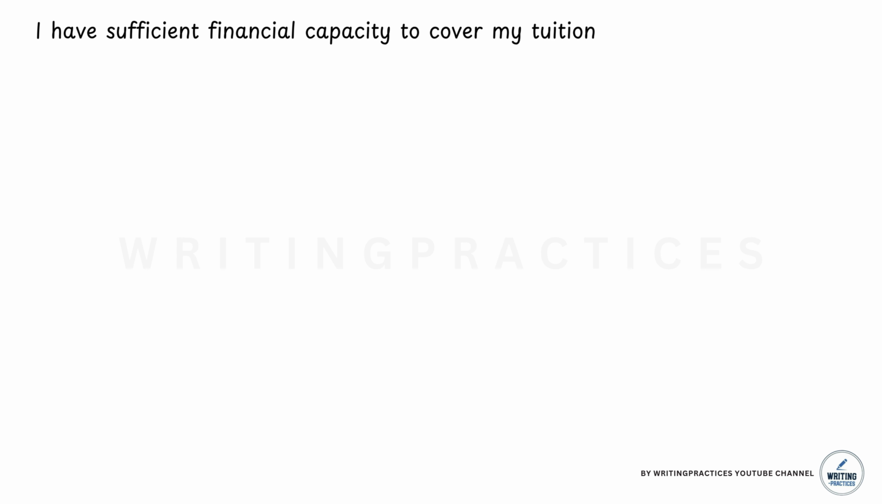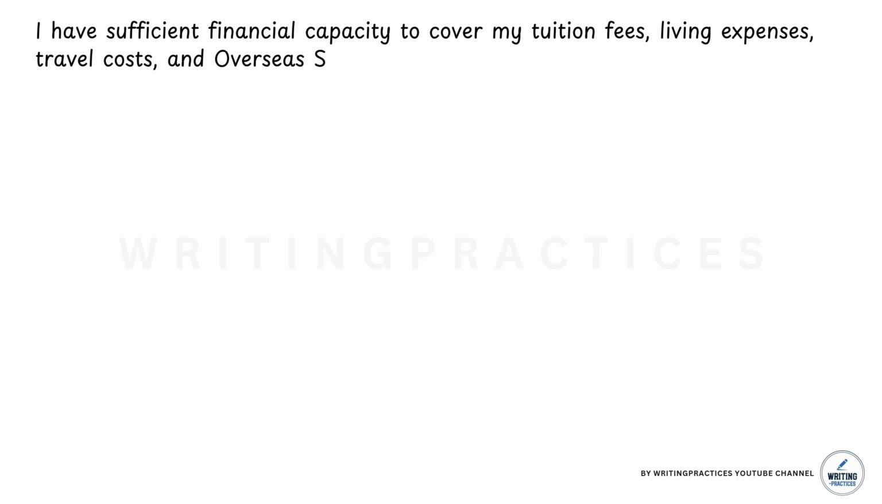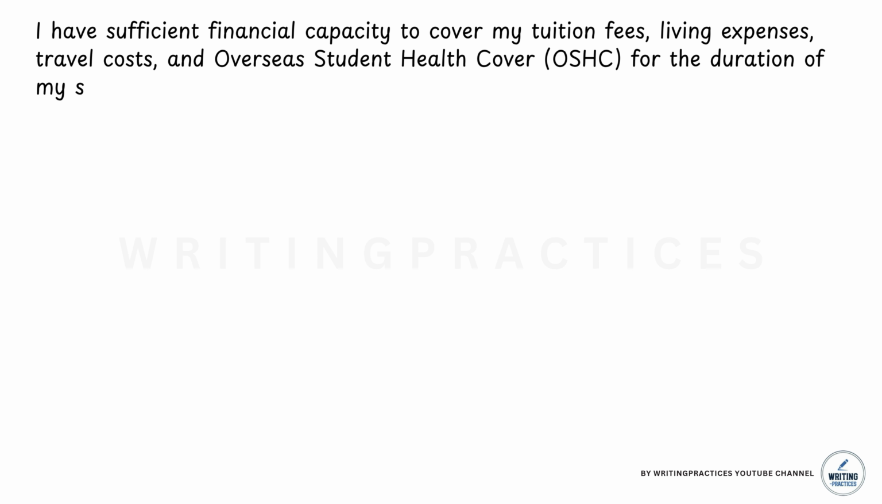Sixth paragraph, financial capacity. State your ability to fund your studies. Example, I have sufficient financial capacity to cover my tuition fees, living expenses, travel costs, and overseas student health cover, OSHC, for the duration of my stay in Australia. This is important because immigration officers must confirm that you can financially support yourself while studying. It reduces concerns about financial hardship during your stay. Your financial evidence must support this statement.